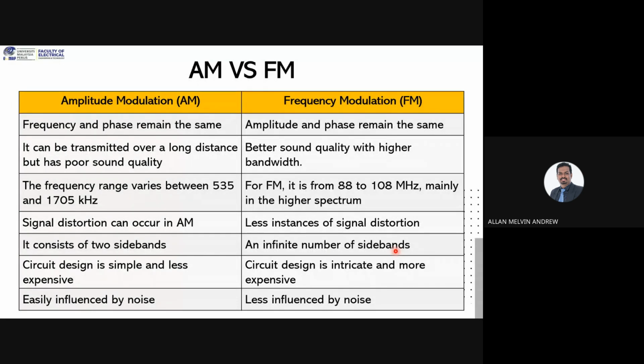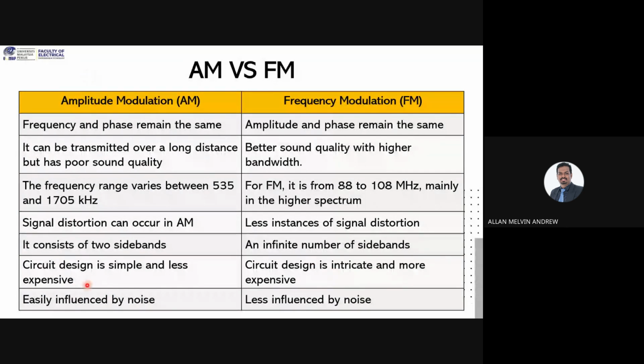Okay, so AM circuit design is simple and less expensive, because it's not really giving a good quality. I can send over a distance, and the circuits are only covering a certain frequency. So the circuit design is a bit simple. When it's simple and not complex, it can be less expensive, so cost effective. But FM is very intricate and more expensive, meaning it's more complex. So when more complex, it will automatically become expensive.